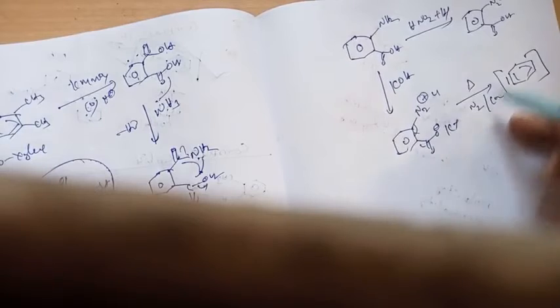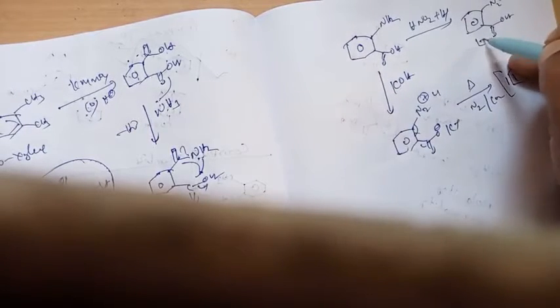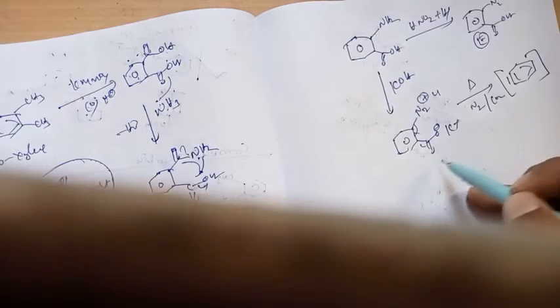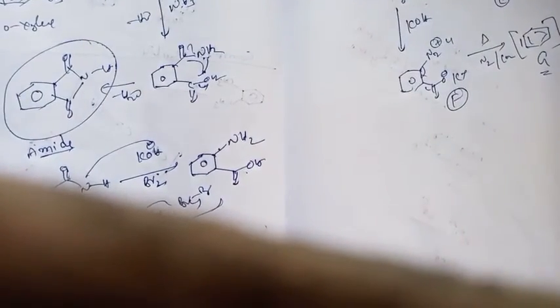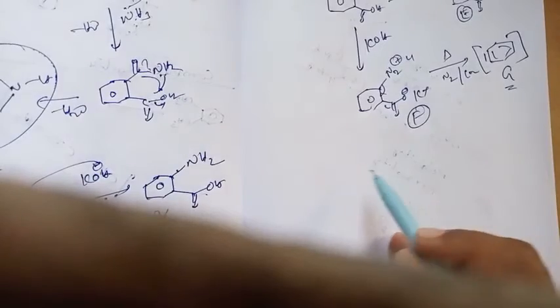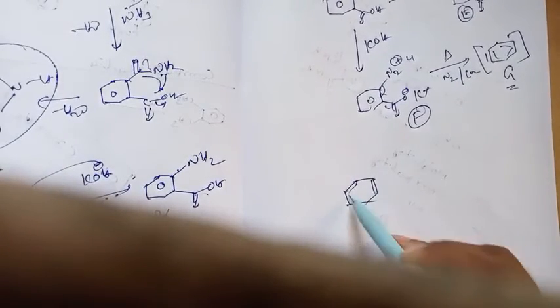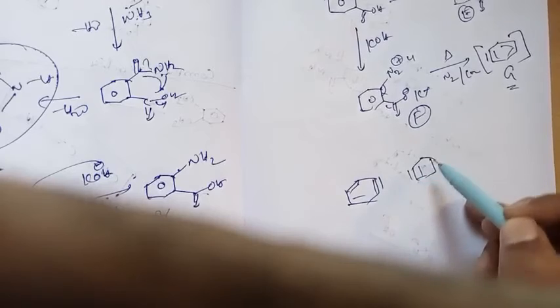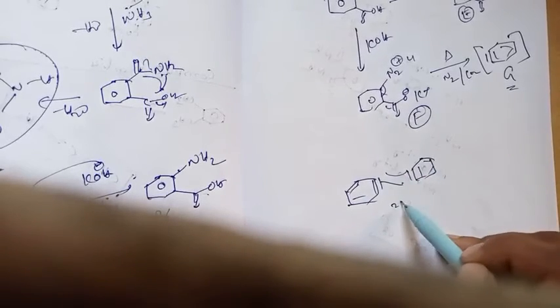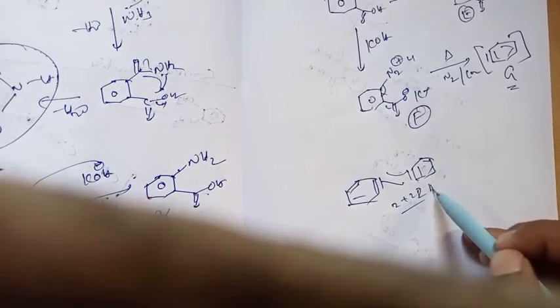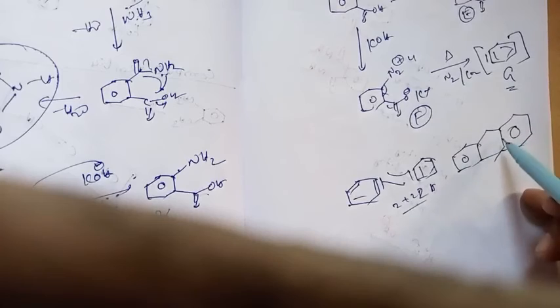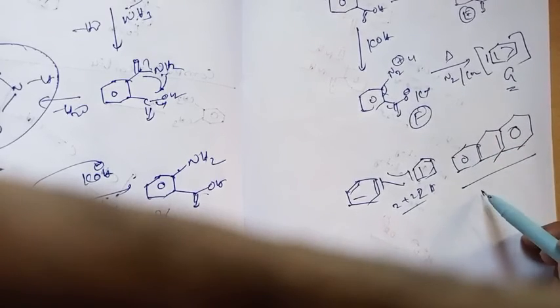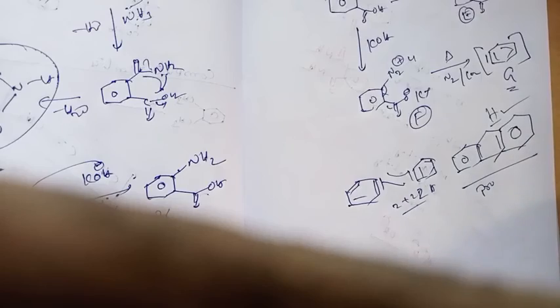So now this is the E product, and this is the F product. Then this is the G product, and finally dimerization of the reaction takes place. For example, this is a benzyne and another benzyne. So this is a 2 plus 2 cycloaddition reaction, 2 plus 2 pi electrons. So finally the product is this final product, the H product. So thank you.